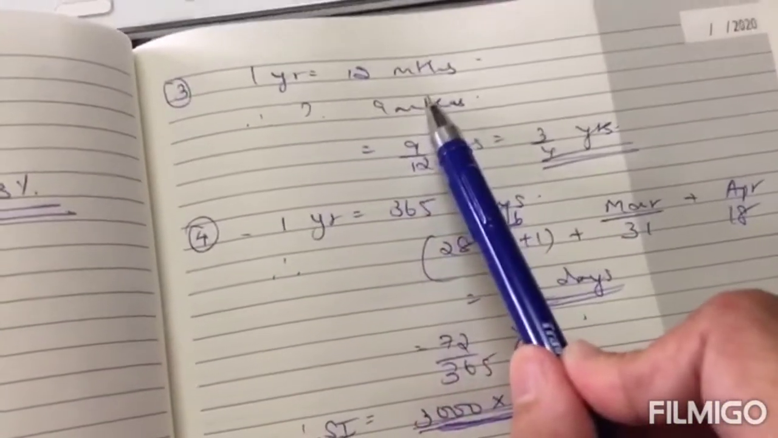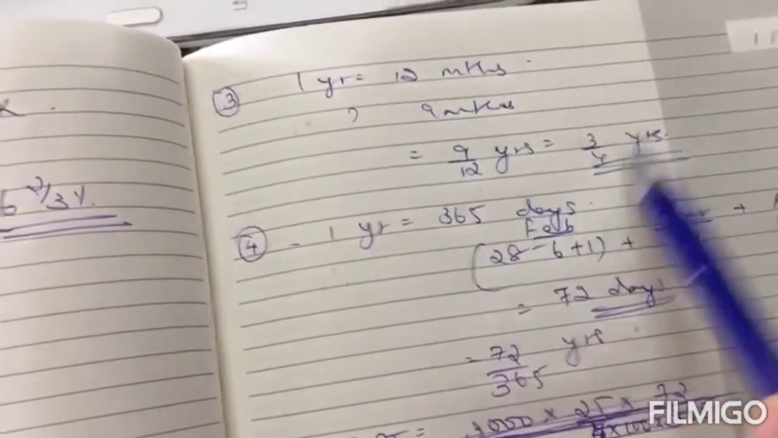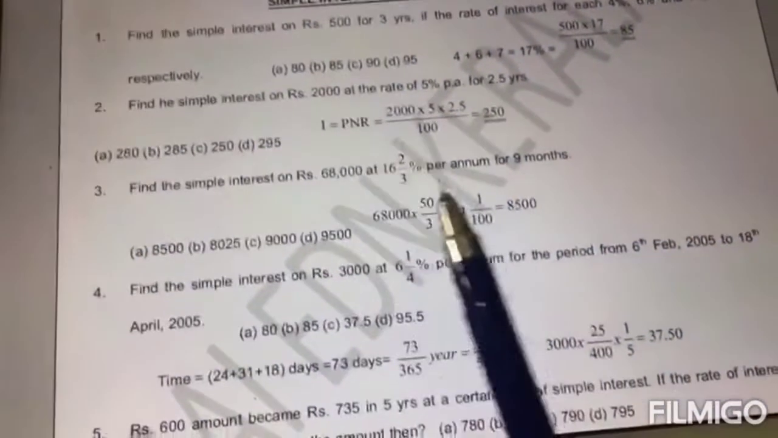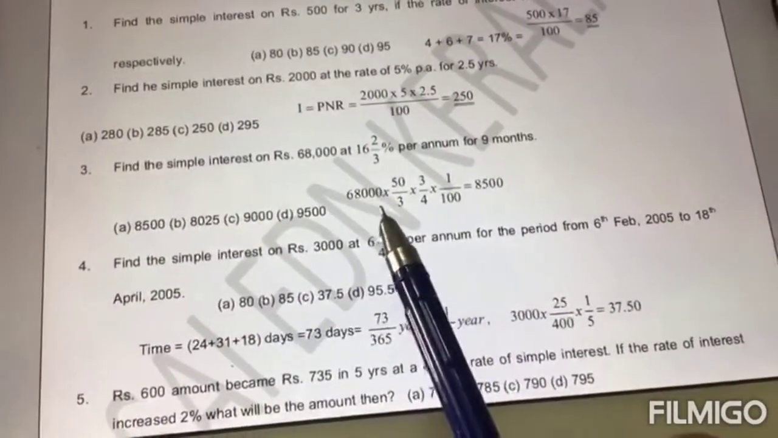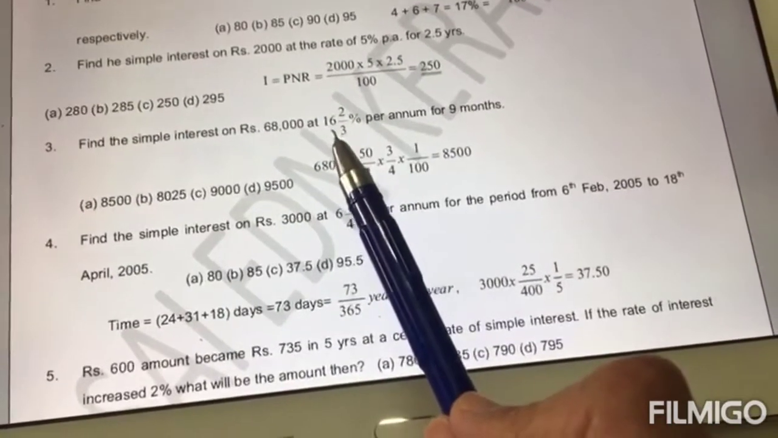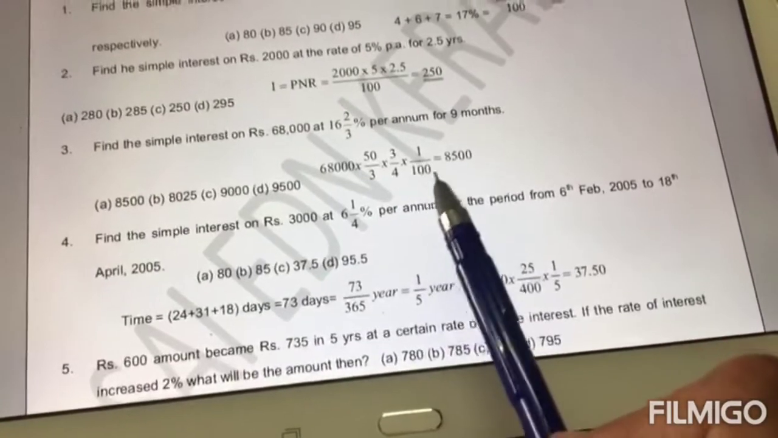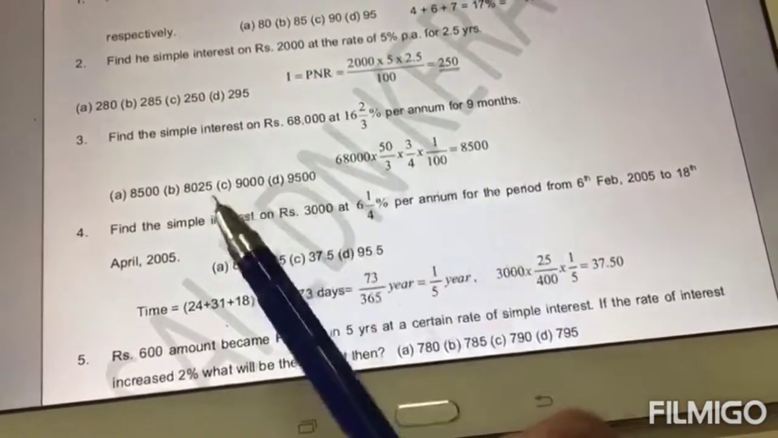1 year is 12 months. Therefore, 9 months is how many years? 9 divided by 12, which is 3 by 4 years. So this is what they have done. 68,000 into 50 by 3, that is 16 into 3 is 48, plus 2 is 50 by 3, into 3 by 4, which is N, into 1 by 100, which is 8,500.